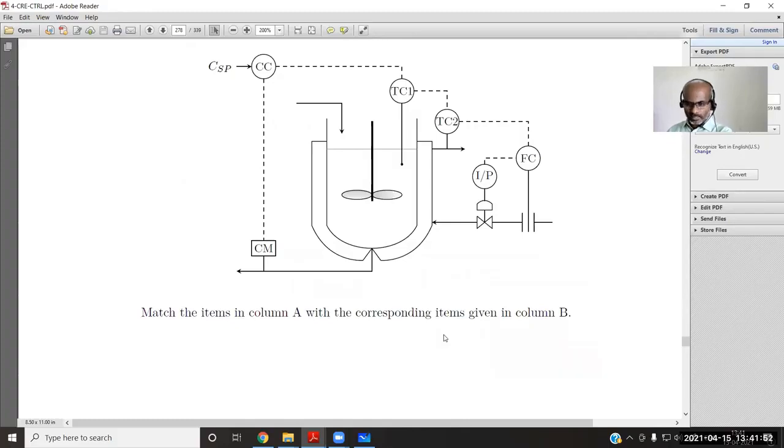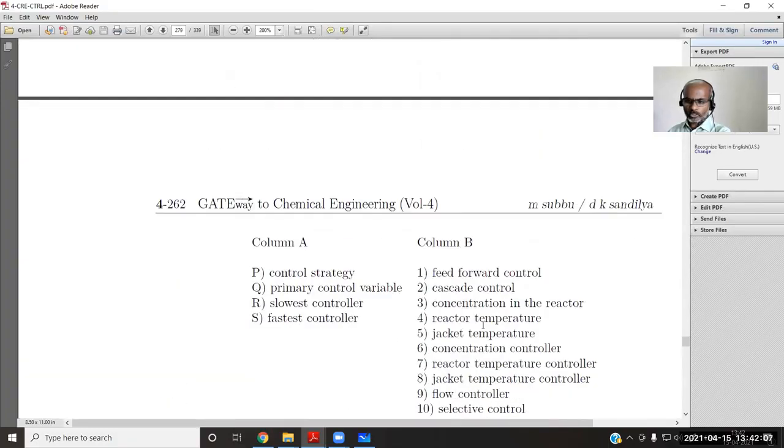These instruments normally take a few minutes, whereas the time constants of the other processes are normally in seconds. So the concentration controller is the slowest controller.